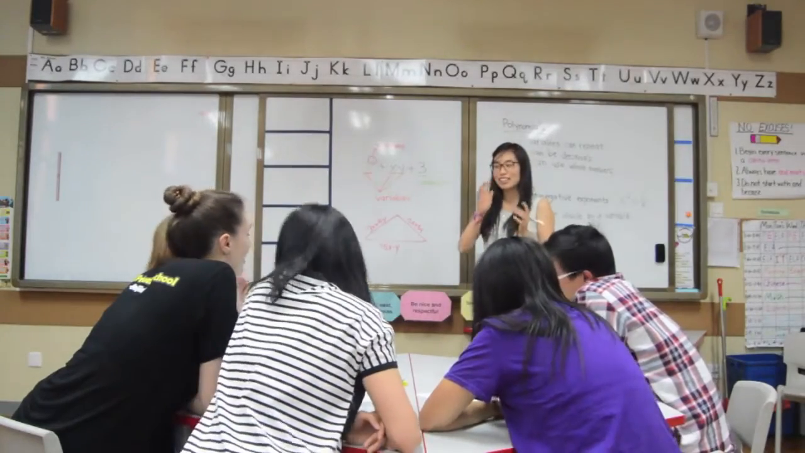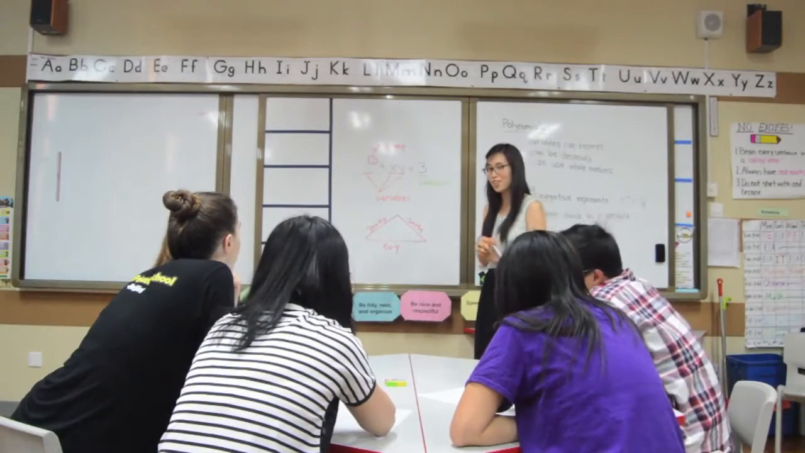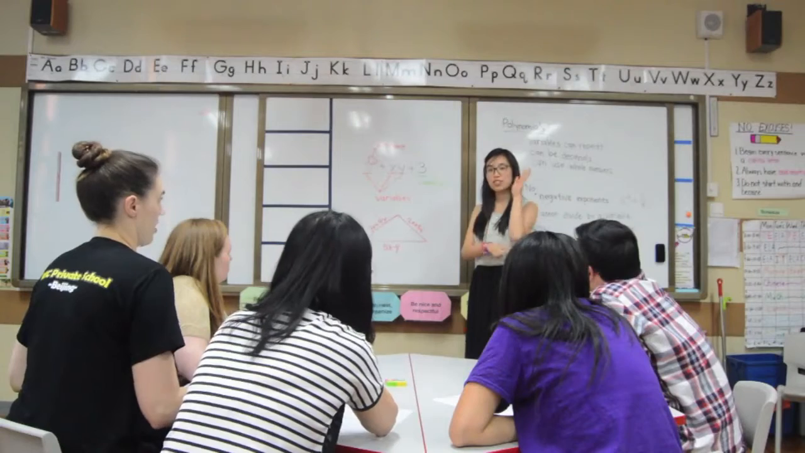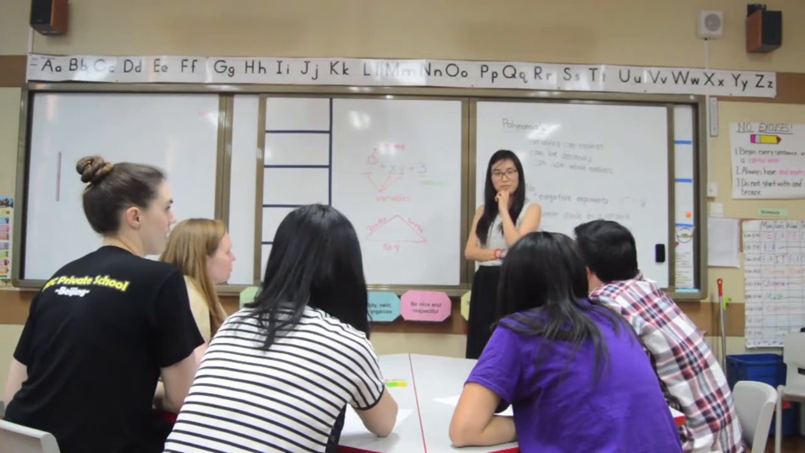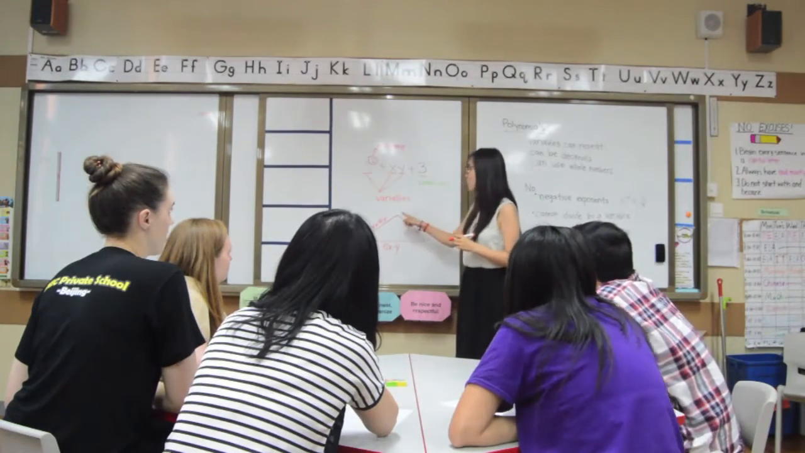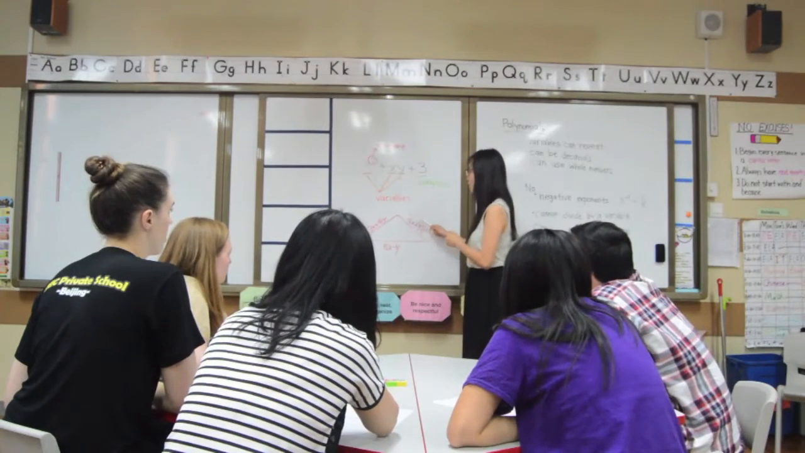Okay, now we're going to come back together again. I hear a lot of good things you guys were talking about. So you guys mentioned adding all three sides. Can you explain why you think we need to add all three sides? The perimeter is the length of the sides of the triangle. Good. So perimeter means all the sides. So the side plus the side plus the side of the triangle. So that's why you added all of them together.